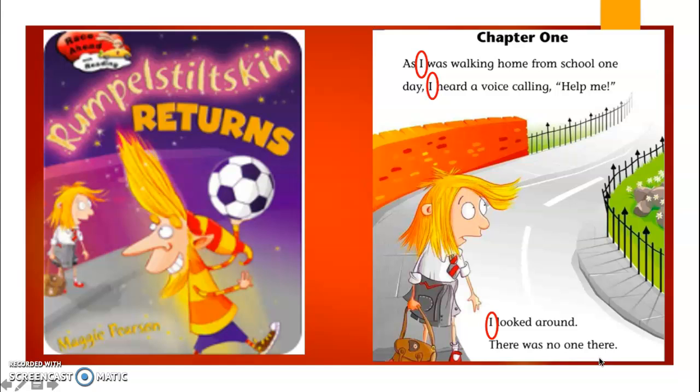Boys and girls, just from reading this very first page in the book, I can see that the word I was used 3 times. Even in this first sentence, I can see that he's saying I. That means he's talking about himself. That means it's the character telling us the story.